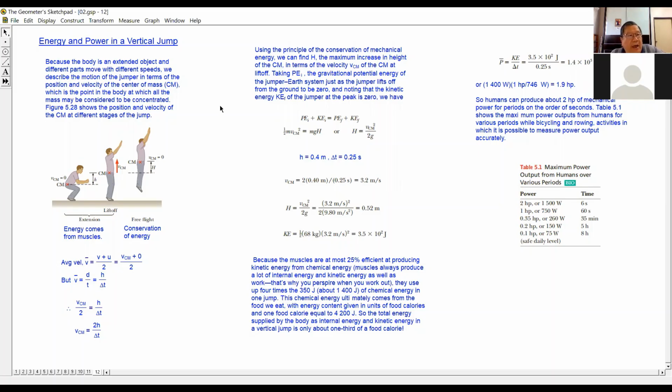...by our human body and how it is converted into potential energy and kinetic energy. So you read this first part because the body.